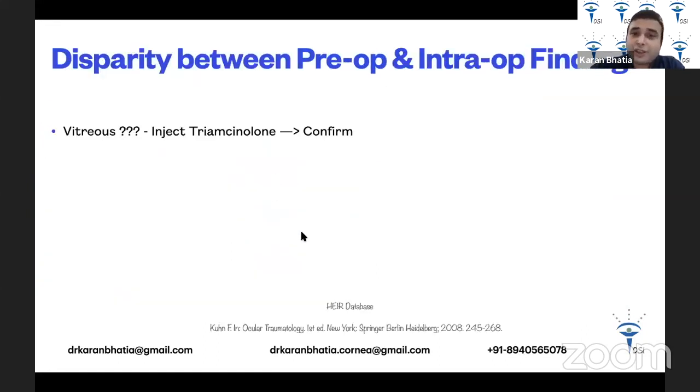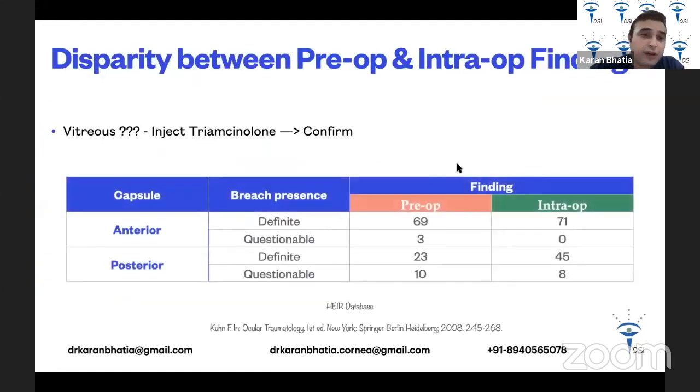There is always a disparity between the preoperative and the intraoperative findings. So when you're doing the surgery, if there's any vitreous, inject triamcinolone acetonide and confirm its presence. That's the first thing that you do if there's vitreous, even if it's a subluxated lens also. First inject triamcinolone, do the vitrectomy, and then you can proceed with your surgery.